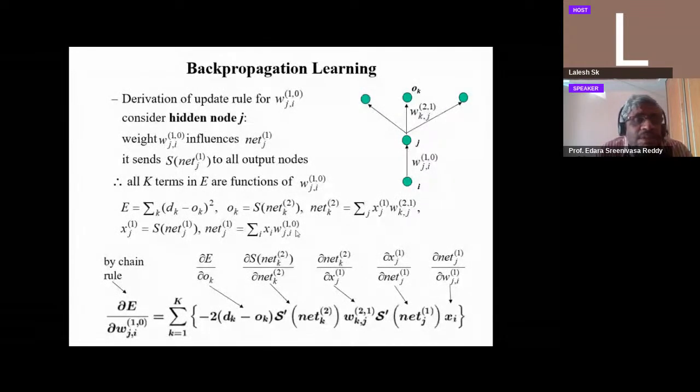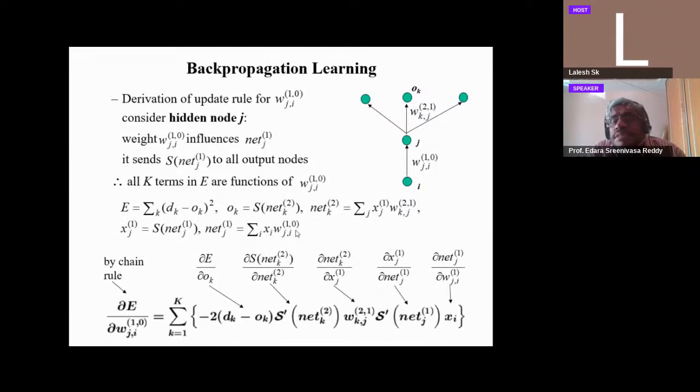So, see this chain rule. Chain. Dou net of 2 by dou x of 1, dou x of 1 by dou net of 1, dou net of 1 by dou w. Now, ultimately, dou E by dou weight is equal to sigma of minus 2 into error D minus O into S dash of net 2, into weight w2 comma 1. Again into S dash of net 1 into xi. So this is very clear.